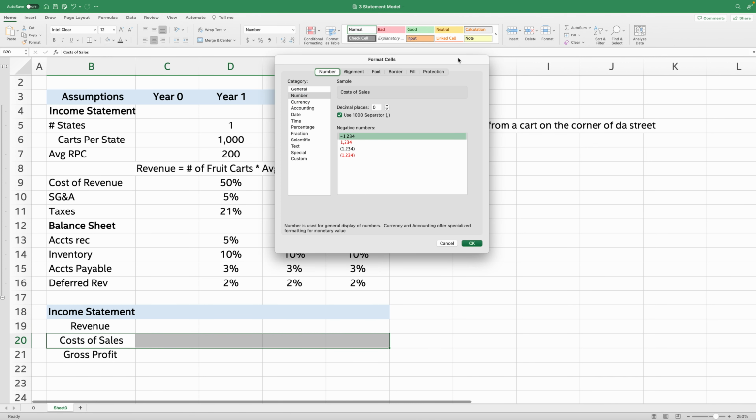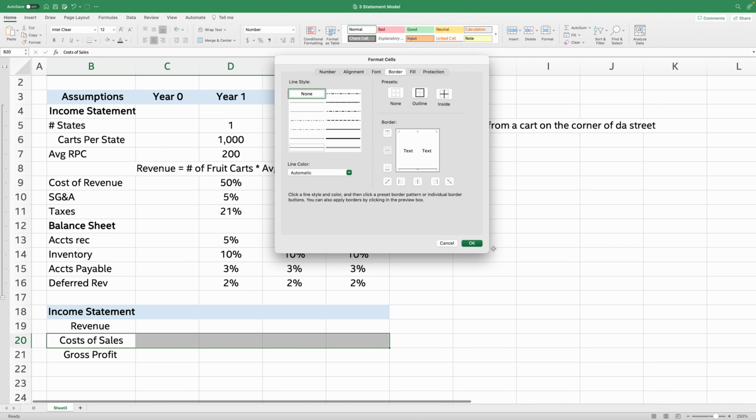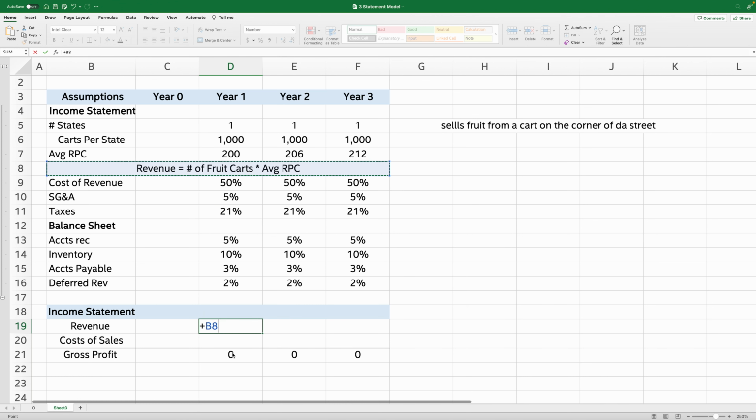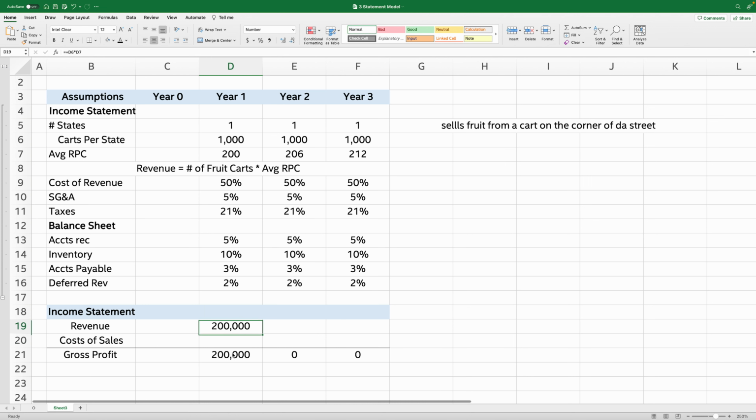This line can have something special called the border. And the gross profit would then just be revenue minus cost of sales. We drag that over. And let's calculate revenue. The assumption is revenue is equal to the number of carts times the average revenue per cart, or the average sales per cart. Same difference, I guess. So it'd be 1,000 times 200. I think we use that as a proxy.